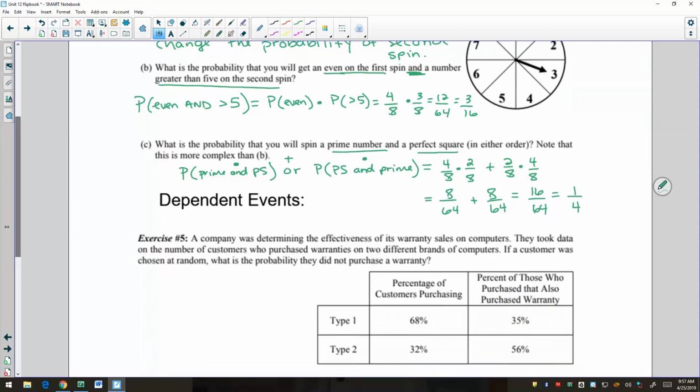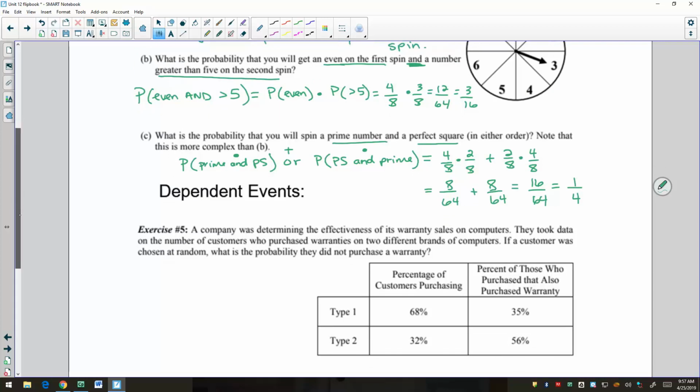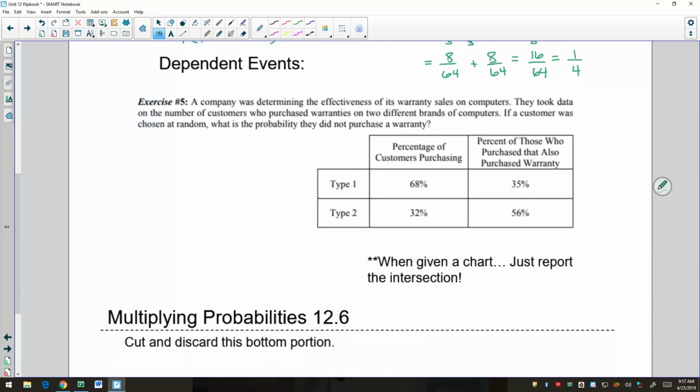So that is if they are independent, which is kind of nice, because the probabilities will be the same for your ors, because the first event does not affect the second event. So your denominator should be common already when you go to add them together. Now, if they are dependent, you need to remember these 2 asterisks here. When you are given a chart, just report the intersection. So if you're given a chart, you should be using the chart. Don't try to do some fancy stuff with multiplying and adding. Just use the chart to get the probabilities, and then if it's or, we add, if it's and, we multiply.